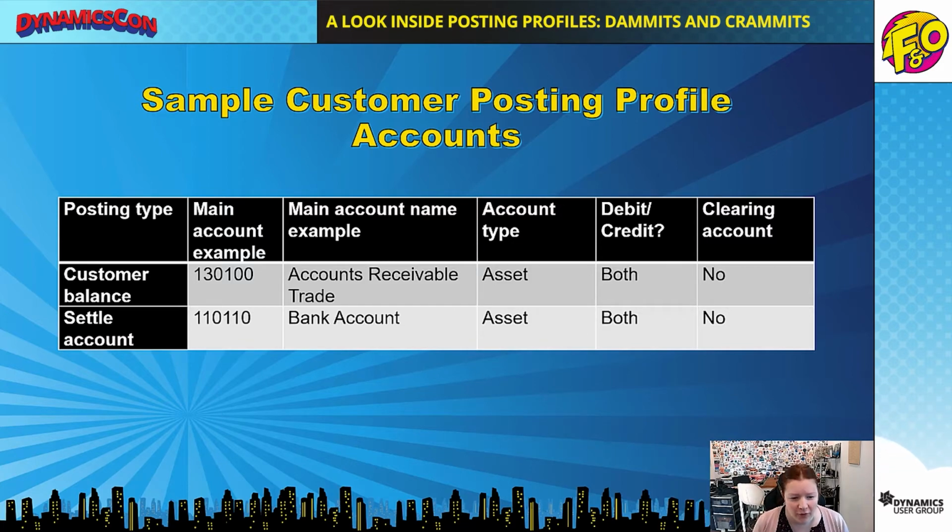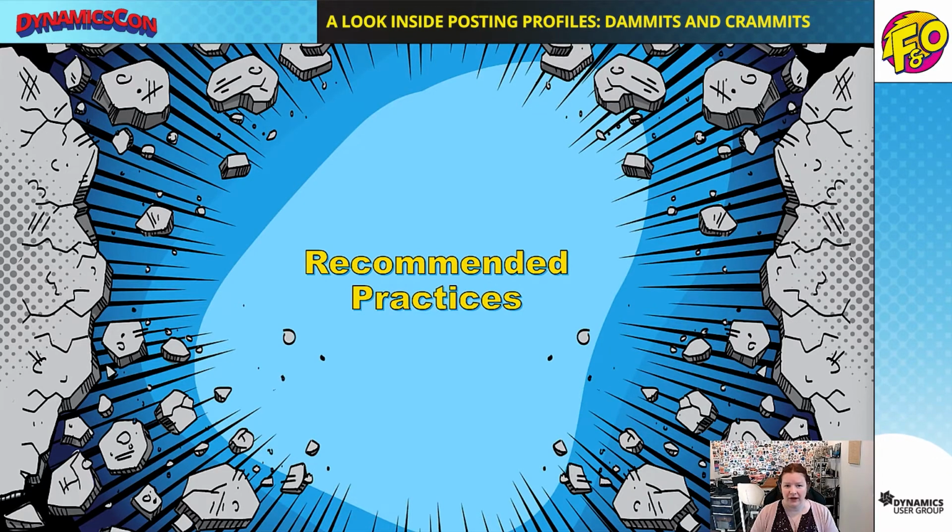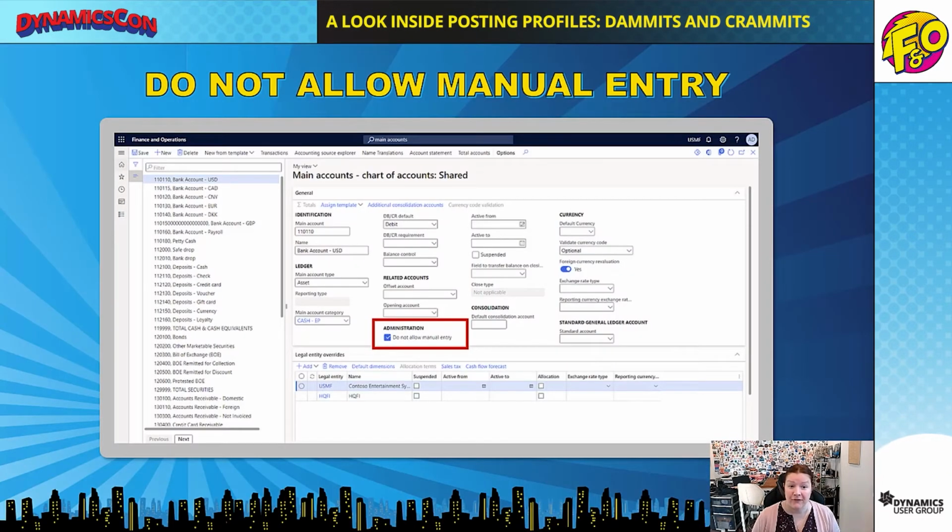So with that, let's go ahead and switch gears to our recommended practices. My first recommendation, and it's probably one of the most important recommendations, is do not allow manual entry. Any main account that's used for a posting profile should have the do not allow manual entry flag set on the main account page, which is pictured here. You can see it's circled in red. This checkbox ensures that a user cannot manually post a journal entry into the main account. This ensures that the subledger will remain in balance with the ledger and helps make your reconciliation process easier at your period end.